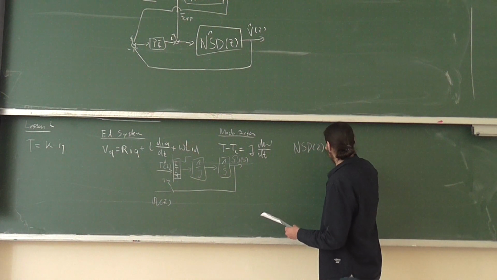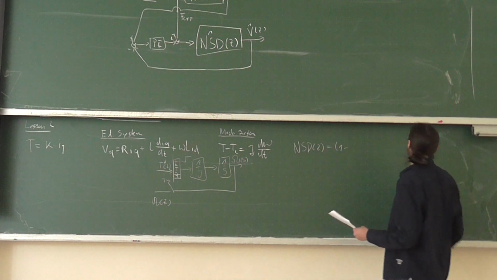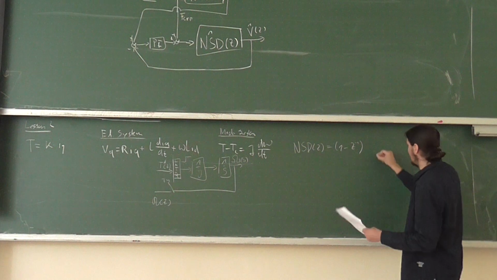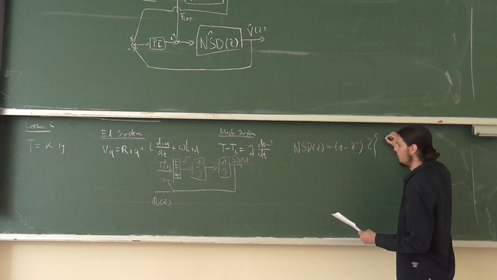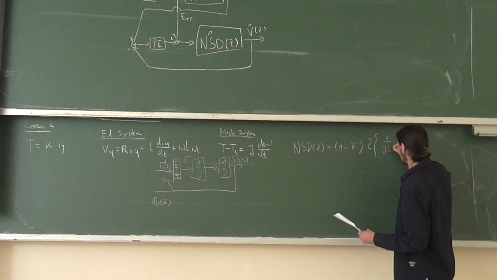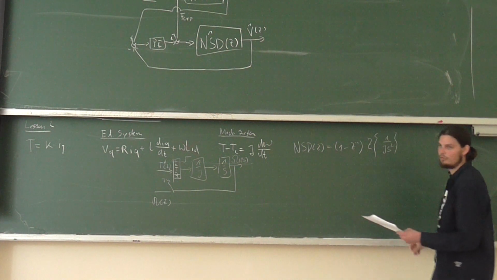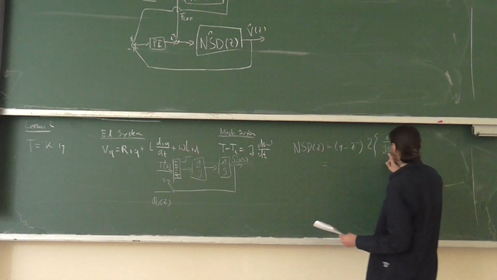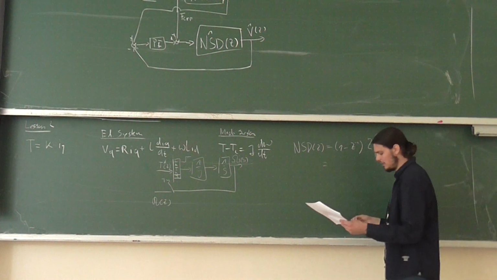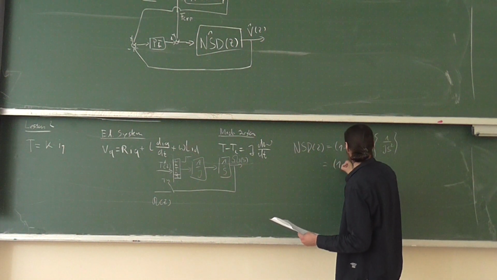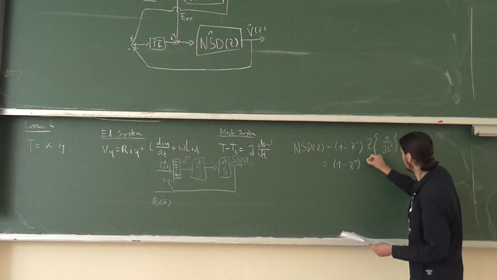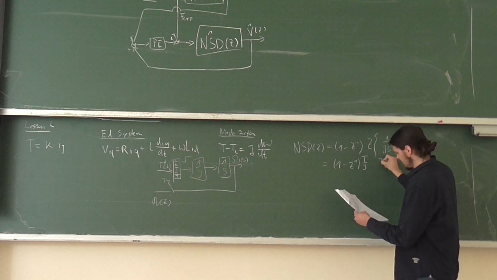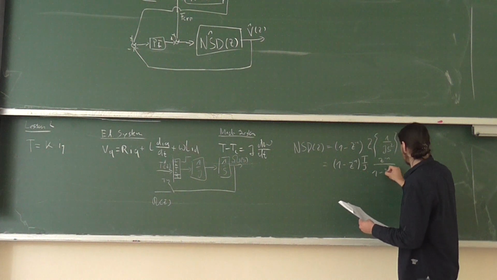Our G(z) will now be 1 minus z to the minus 1 times the Z transformation of 1 over J s times 1 over s, right? So 1 over J s squared. And we use our tables, and that's very simple. 1 over s squared is actually, from the table, T times z to the minus 1 over 1 minus z to the minus 1 squared. So this becomes T over J z to the minus 1 over 1 minus z to the minus 1.